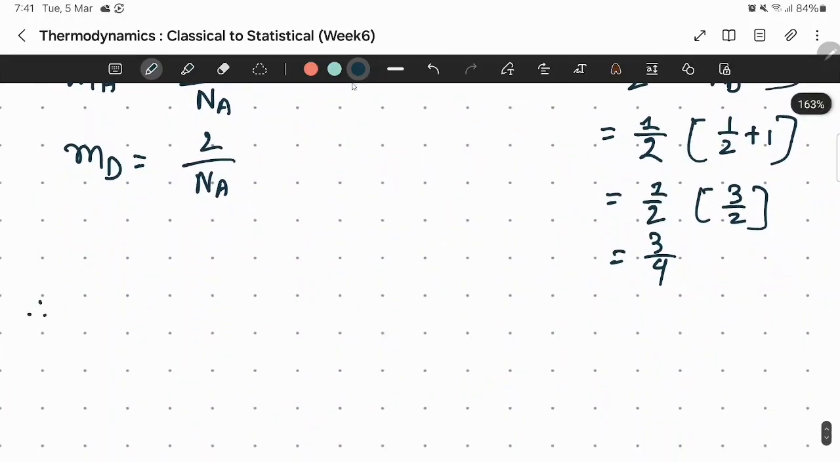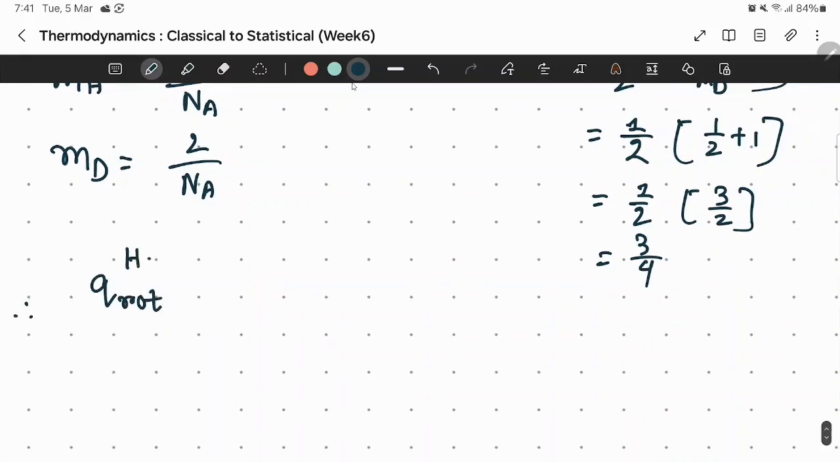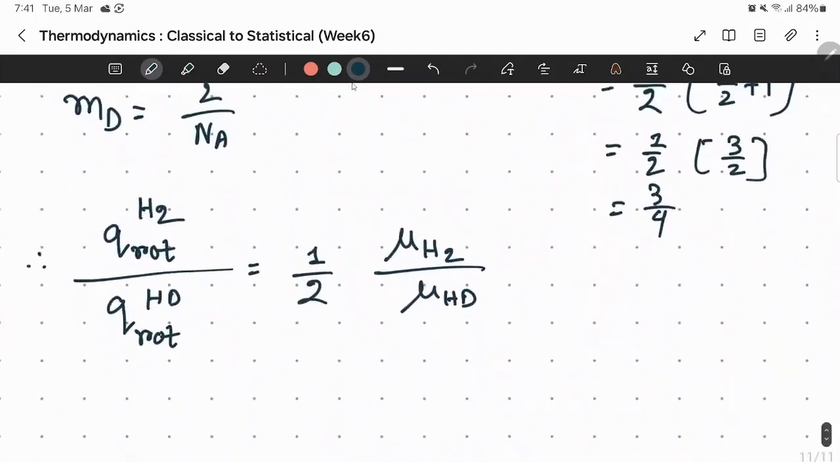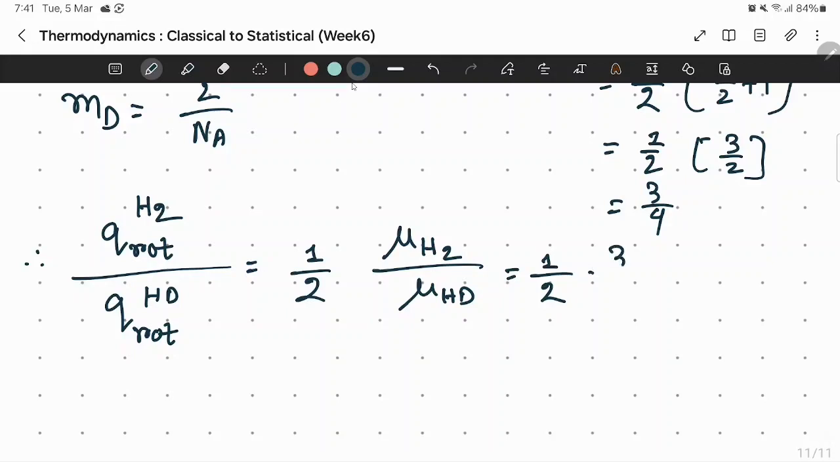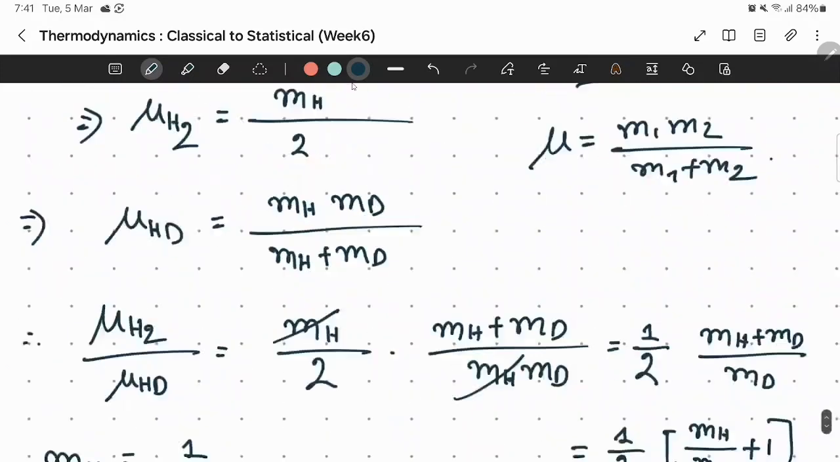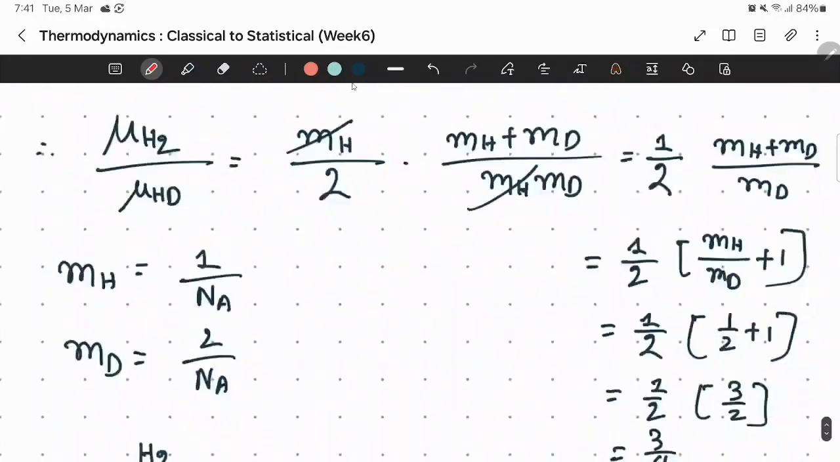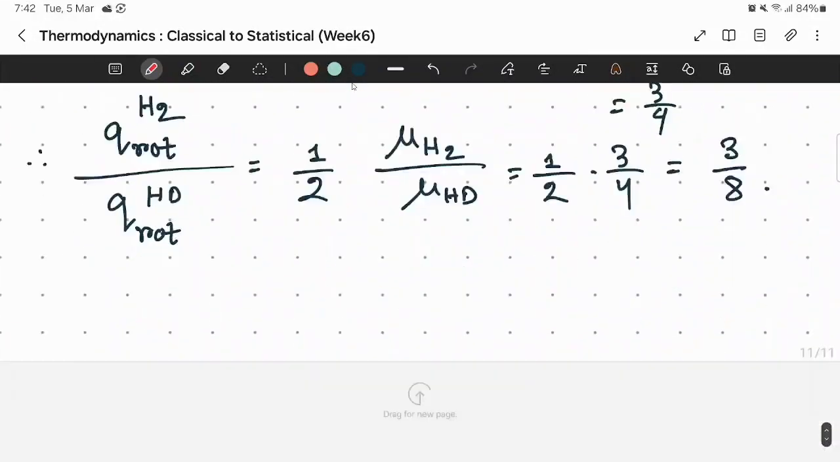So if it is 3 by 4, what will be our Q rotational H2 by Q rotational HD? It will be half of mu H2 by mu HD as we earlier derived. So it is half of 3 by 4, so it is 3 by 8. So this will be the ratio. It's a lengthy question, but a very important question. So this is question number 14. Going to the next question.